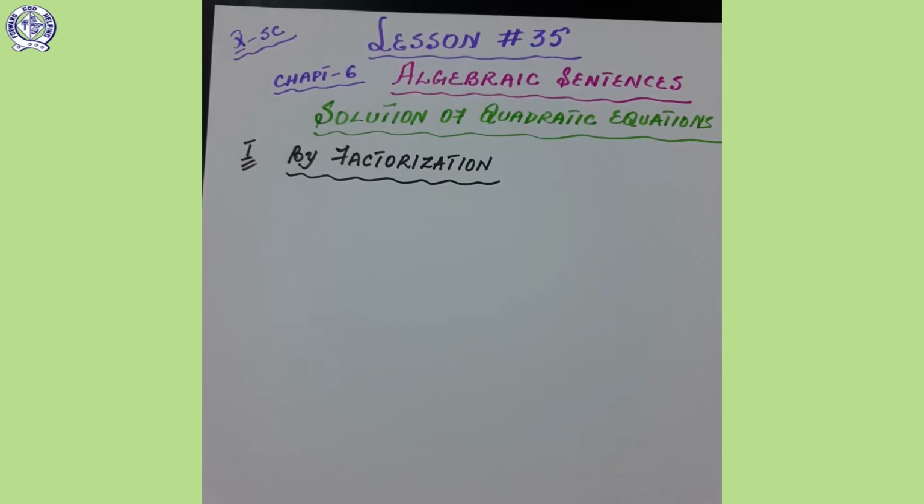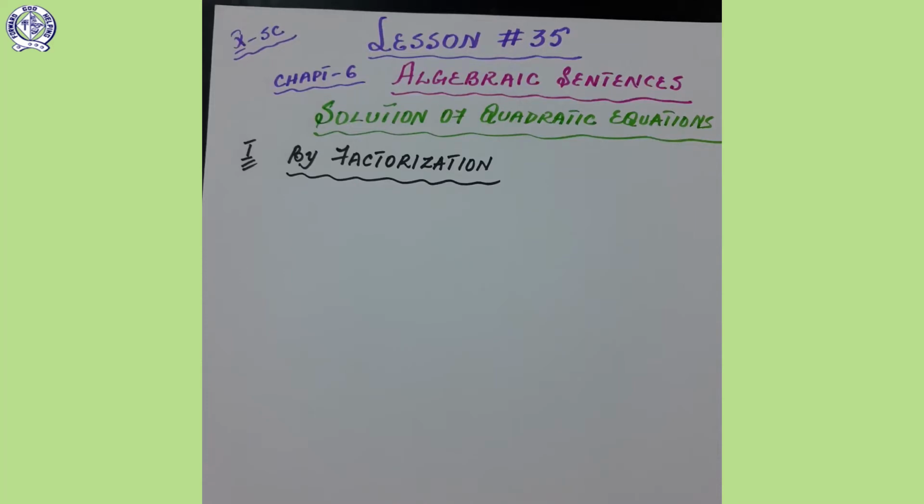Algebraic sentences. You have done quadratic formula before, quadratic equations, and quadratic equation means that when the highest power in the expression is 2, it is known as quadratic equation. You have done the method quadratic formula. So there are two more methods which we are going to do today. With the help of them you can solve the quadratic equations. If it is not mentioned which method to apply, you can apply any of these.